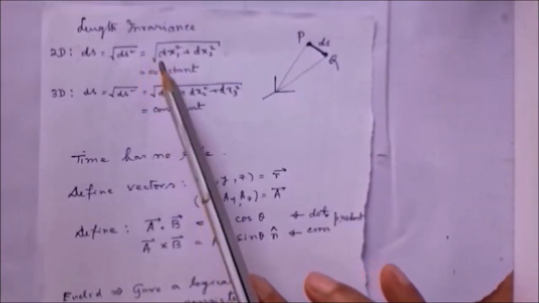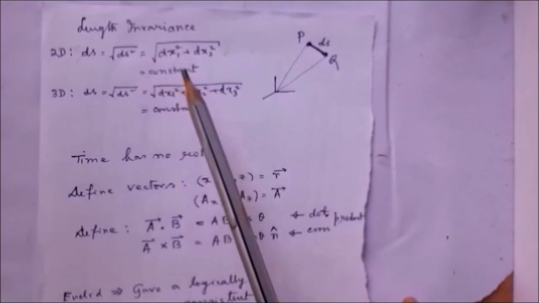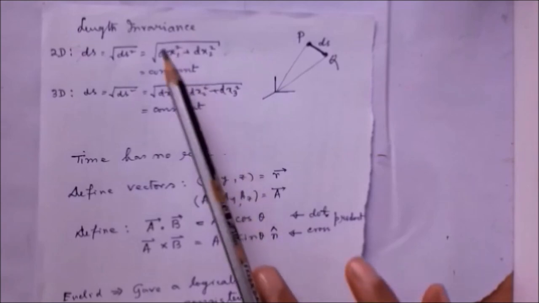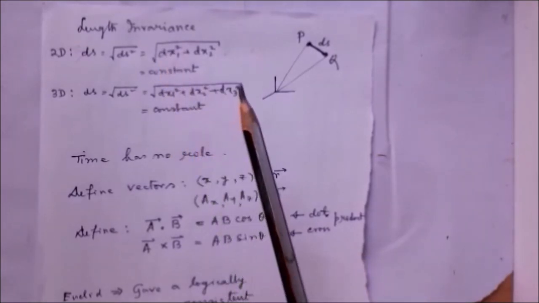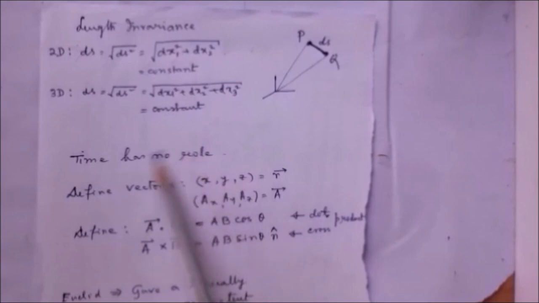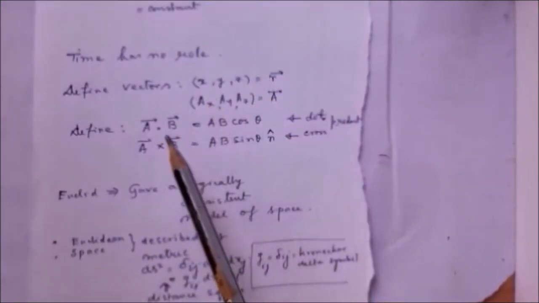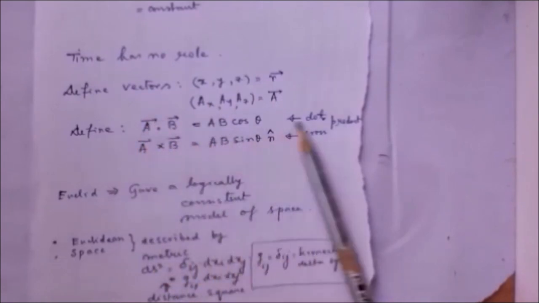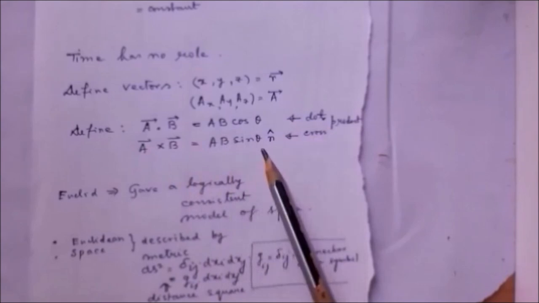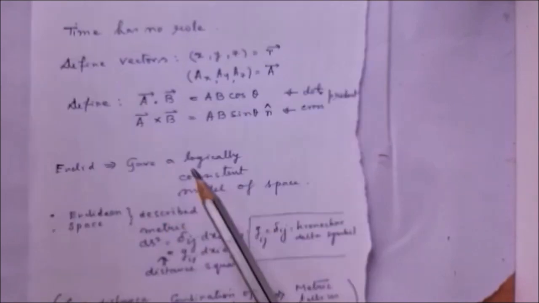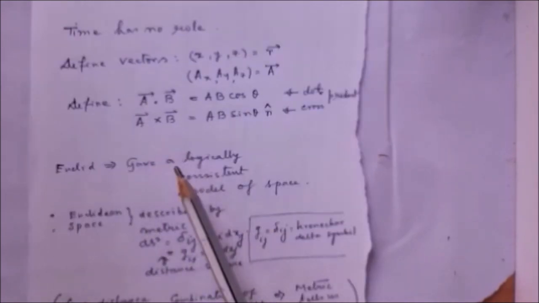Length invariance is what we spoke of at length in previous lecture IN1a, a very important property that you have to respect. Significantly, time has no role to play. In Euclidean space, we define vectors, we define dot product, we define cross product, and we will take them up for discussions in lectures on vector calculus elaborately. Let us return to Euclidean space again.